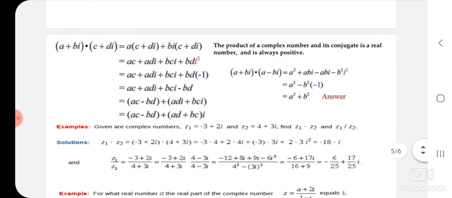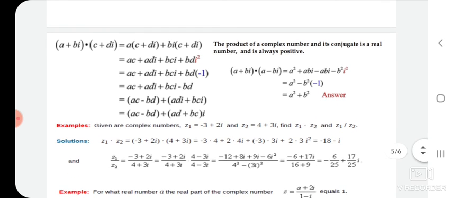Next, Z1 by Z2 is equal to minus 3 plus 2i divided by 4 plus 3i. Minus 3 plus 2i divided by 4 plus 3i into 4 minus 3i by 4 minus 3i. If we divide two complex numbers, in that case, just multiply and divide with the complex conjugate of the denominator quantity.